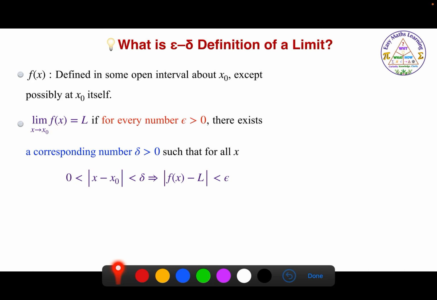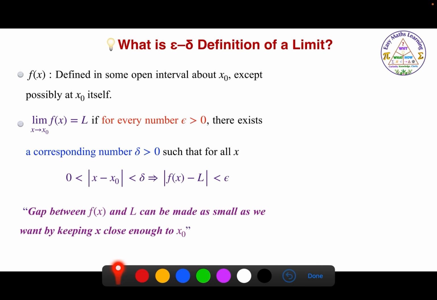the limit of function f(x) as x approaches x naught is L if for every small positive number epsilon, there exists a corresponding positive number delta such that whenever x lies within delta distance from x naught, the values of the function lie within epsilon distance from L. Okay, so here this number epsilon represents how close we want f(x) to L, and delta represents how close x needs to be to x naught.